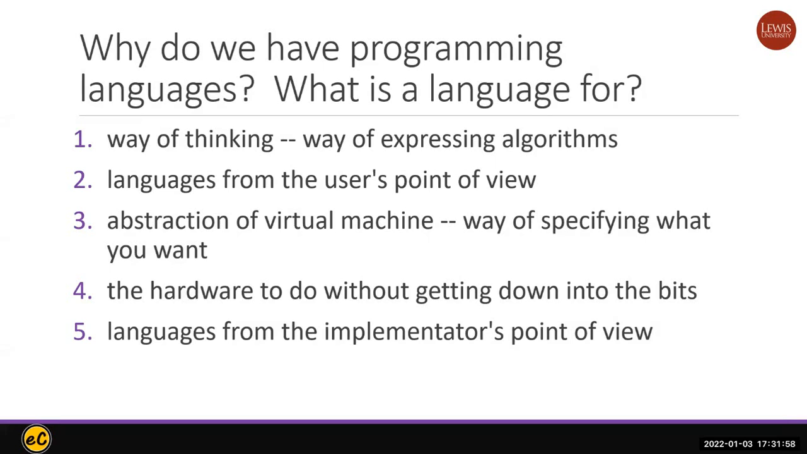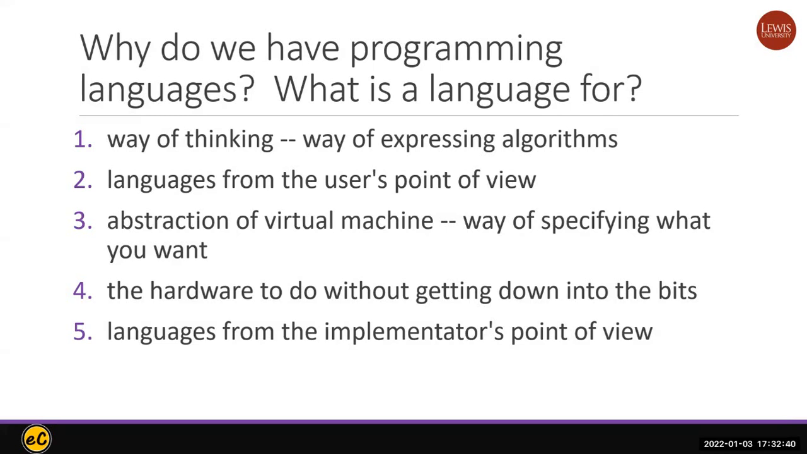And then abstraction of the virtual machine, that actually is to specify what you want. And then using a virtual machine, you don't need to be bound by the hardware, and you can have the language be more platform independent. So the hardware does the work without getting down to bits. So you also want to make sure that the programming language can handle whatever idea you have, and you don't need to go down to the tedious work of dealing with the number of bits.